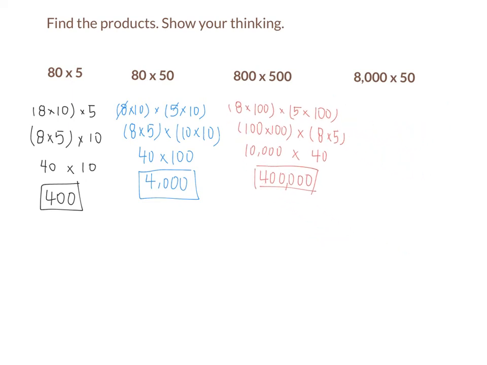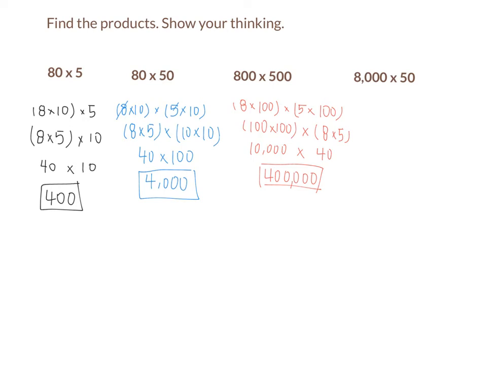Okay, let's try this very last one. 8,000 times 50. If we're going to do 8,000 times 50, let's separate out 8,000 into a number and a multiple of 10. Andrew, what would it be? 8 times 1,000, very good. And then the next one would be 5 times 10. Very nice. Okay, Eva, if I'm going to move the multiples of 10 next to each other and then the not multiples of 10 next to each other, what would I have?